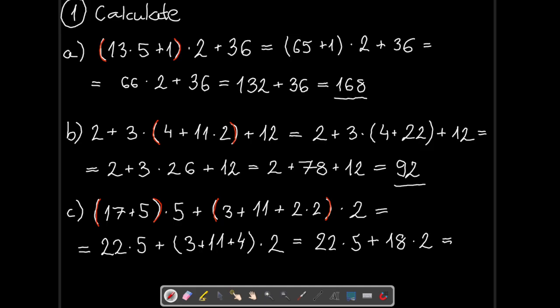Okay, we have 22 times 5. Remember, we can multiply 22 by 10. Add an extra 0 to 22. That gives us 220 and divide it by 2, which is 110. And then plus 18 times 2, which is 36. And adding these numbers together gives us 146. And that is the final answer. Great. Let's go to the next problem.